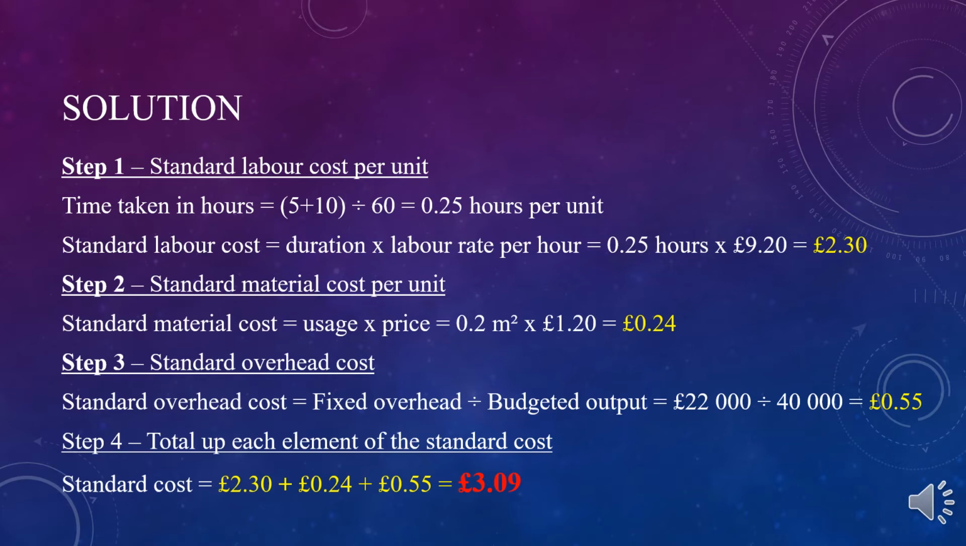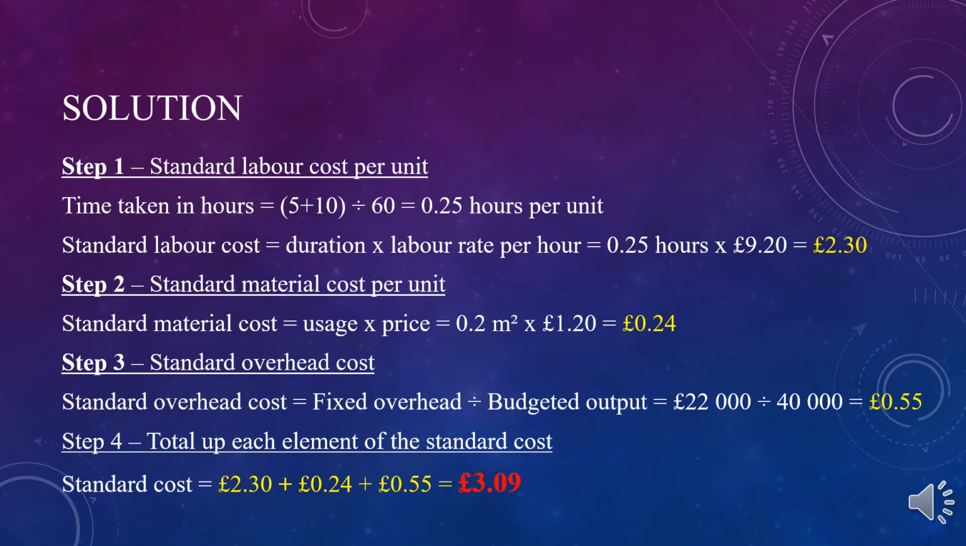Step 2 is to calculate the standard material cost per unit. The standard material cost per unit can be found using the usage of the material per unit into the price. That is 0.2 square meters into 1.2 pounds equals 0.24 pounds.